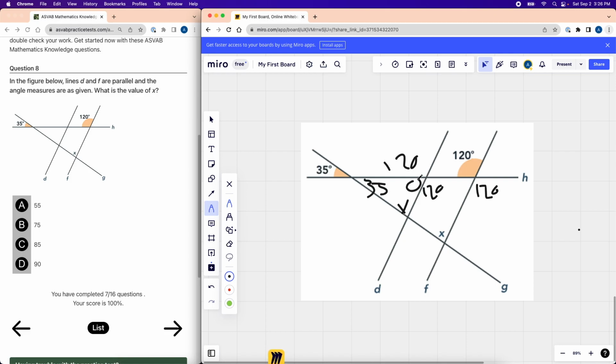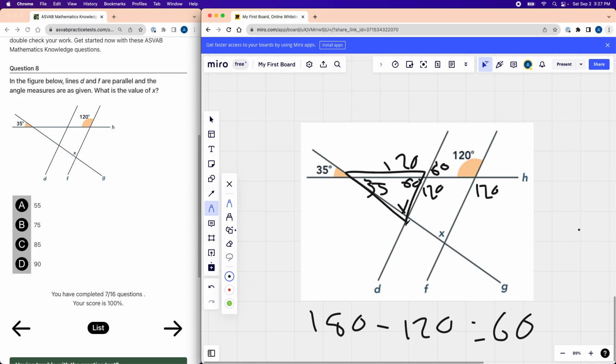And now I have this triangle right here where one angle is 35, one angle is x. So if I can figure out what this angle is, well, I have a straight line right here where I have 120 on one side. Remember, the angles on a straight line add up to 180. And if this angle is 120, that means this angle here is going to be 180 minus 120, which will give us 60. So I know that this angle here is 60. If this angle is 60, that means that this angle is 60. So now I have all these angles here of 35, 60, and x.